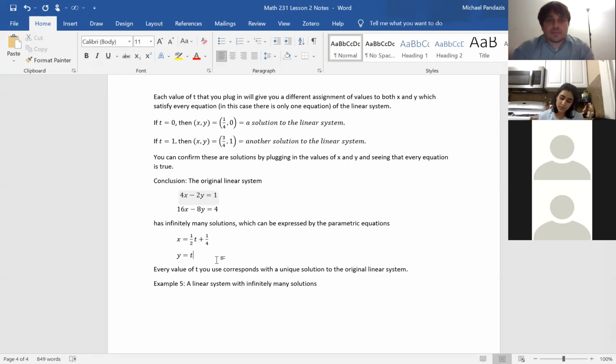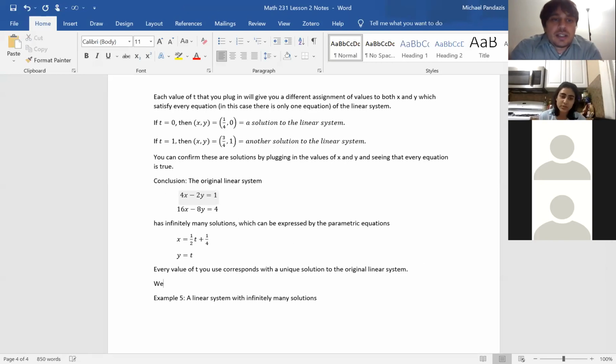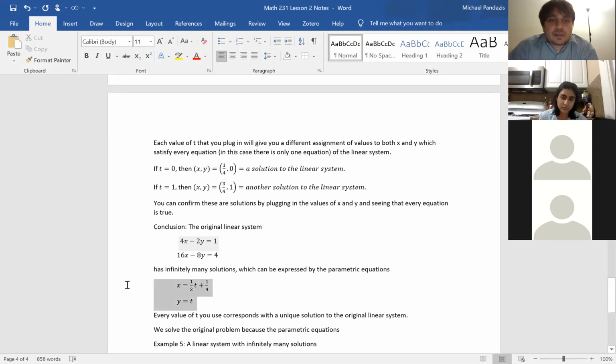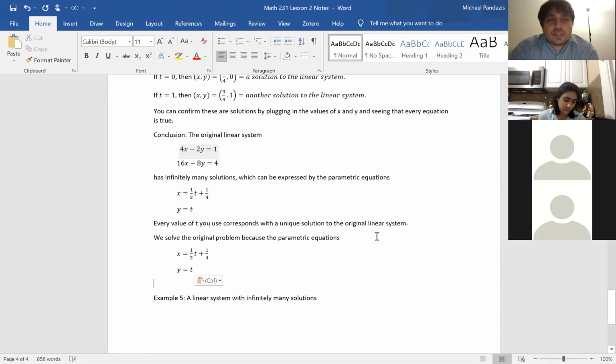Okay, so basically the parametric equation is our answer. Yeah, exactly. We solved the original problem because the parametric equations tell the reader what all the infinitely many solutions of the original linear system are.